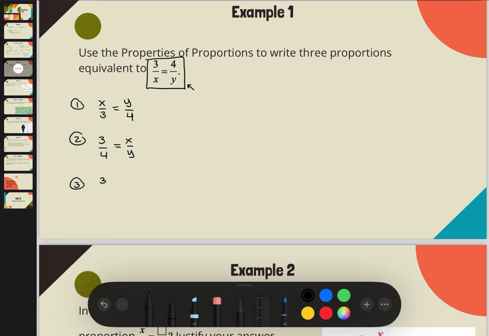The last one says I can add the denominator to the top, and that will also give me an equivalent proportion. So I will be adding y to 4, and I will be adding x to 3. There you go. So that's just ways that you can rearrange based on these properties. Let's actually try to solve for something now.